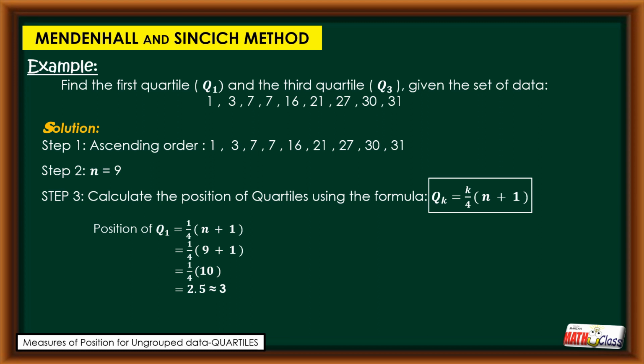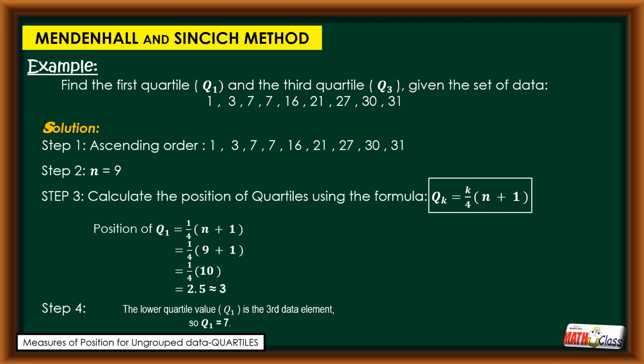The computed value 2.5 becomes 3 after rounding up. Therefore, the lower quartile value or Q1 is the third data element. Now, let us look at the third element in the data set in step 1. We can see that the value of the third element is 7. So, Q1 or lower quartile is equal to 7.